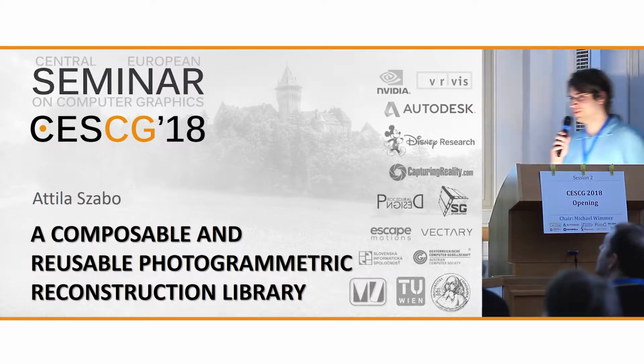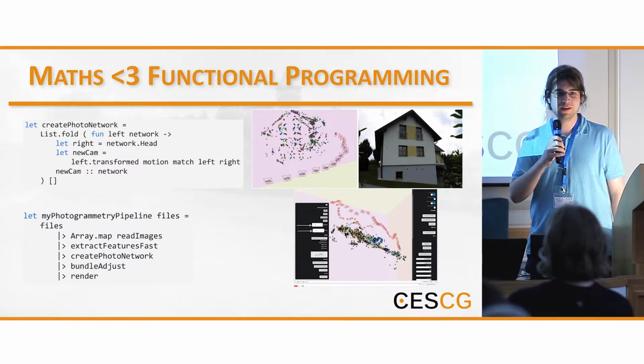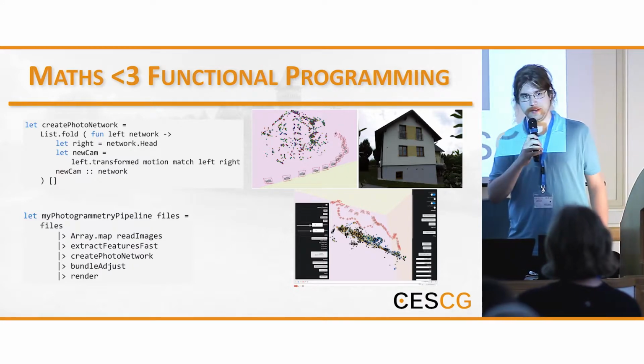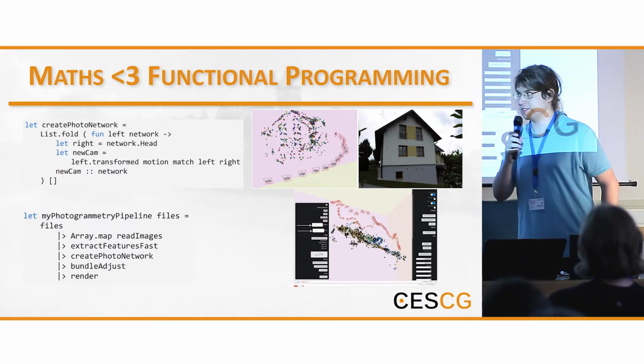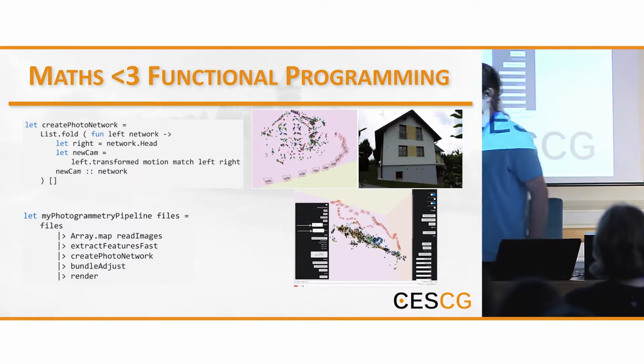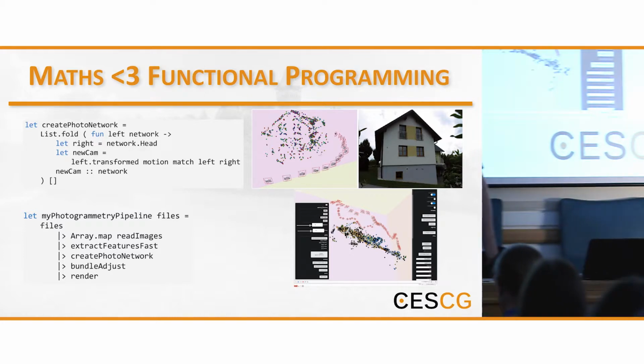Hi, I'm Attila Szabo. For my diploma thesis, I implemented a photogrammetry pipeline, and photogrammetry is complicated. And luckily, we have a tool to deal with complicated things. It's called functional programming. If you're interested in functional programming or photogrammetry, and you should be, then check us out at the poster session tomorrow. Thanks.